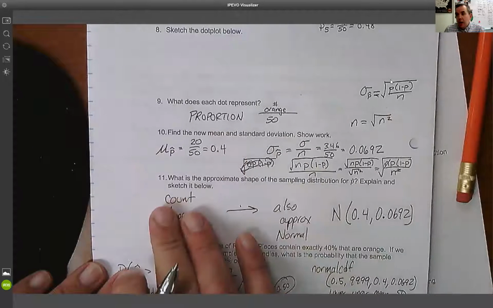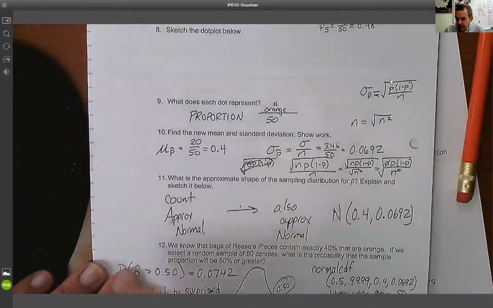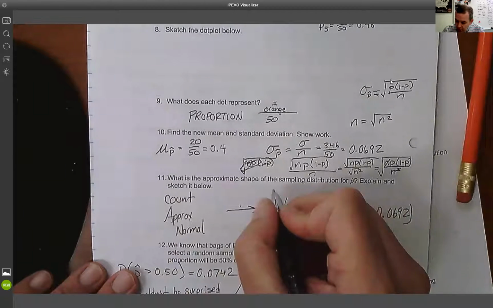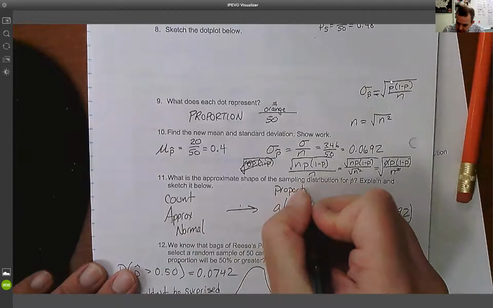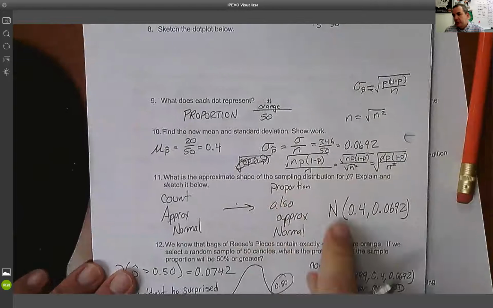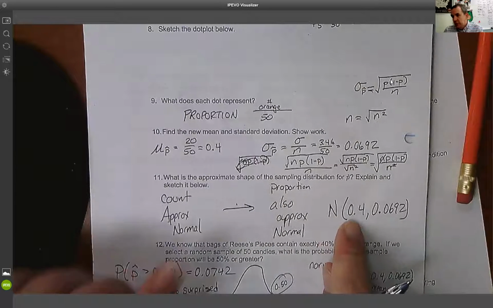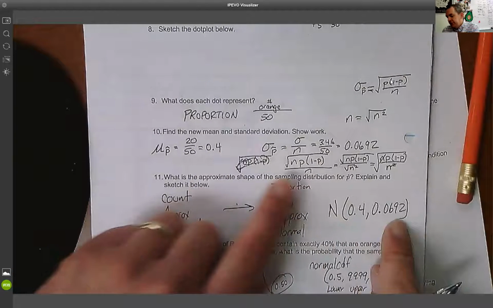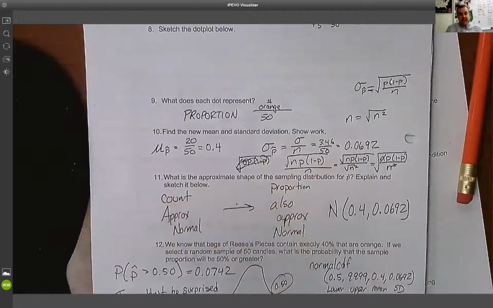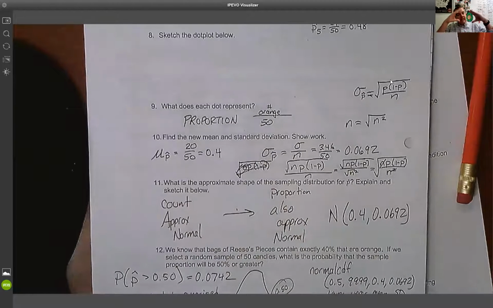So again, our shape doesn't change. Our counts were approximately normal, so our proportion is also going to be approximately normal. I have a normal distribution with a mean of 0.4 and a standard deviation of 0.0692. So instead of doing it on counts of 20, I'm doing it on a proportion of 40%. Instead of having a standard deviation of 3.46, I have a standard deviation of the percentage, about 6.9%, a little under 7%.